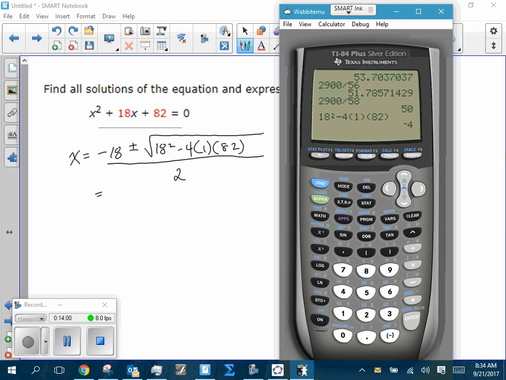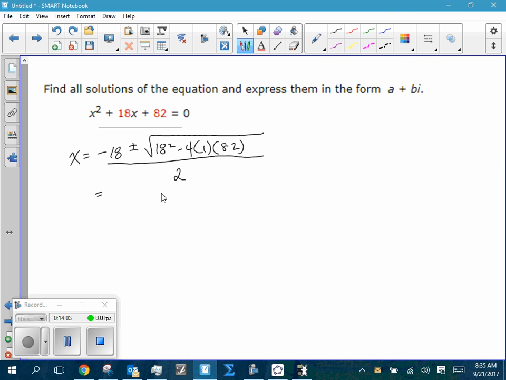So hopefully you realize that math, then, we get negative 18 plus or minus the square root of negative 4 all over 2. Because that's negative, that's telling me this thing did not factor nicely, right? No matter how hard I try, I'm not going to think of two numbers that multiply together to give me 82 and add to give me 18. So now we have negative 18. Bring the i out, and then the square root of 4 is 2. So I get plus or minus 2i all over 2.